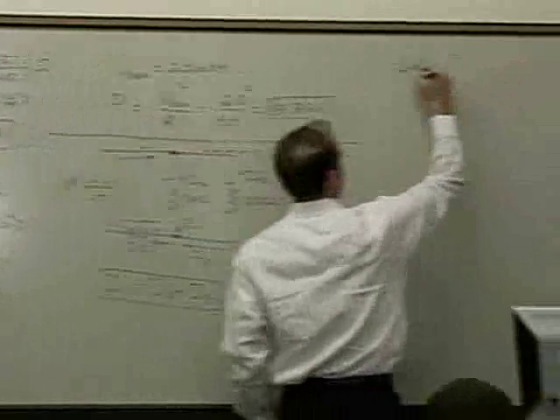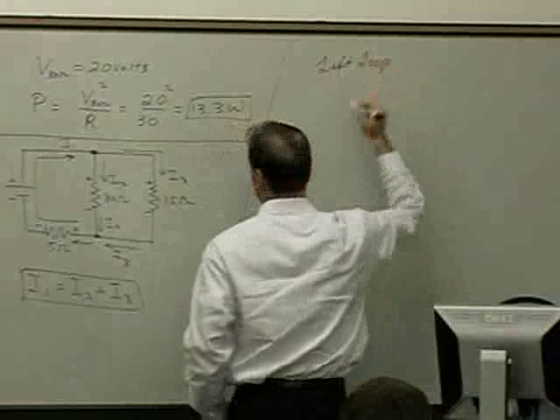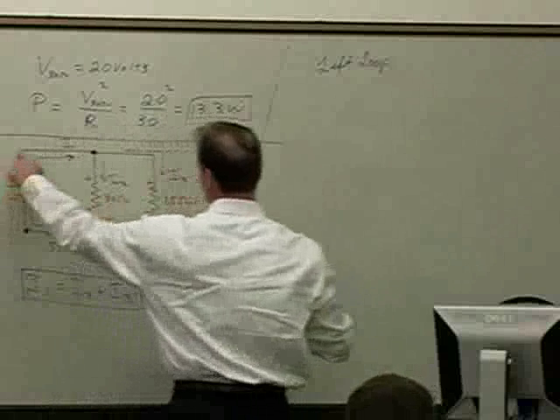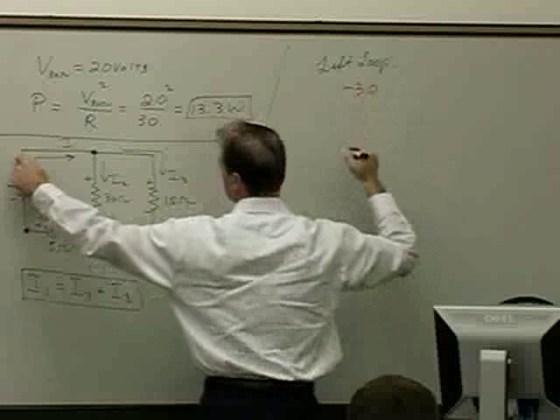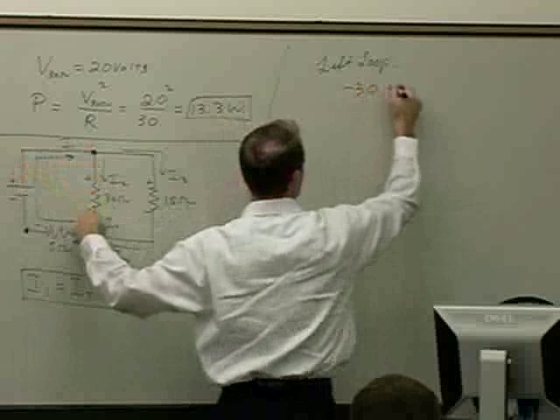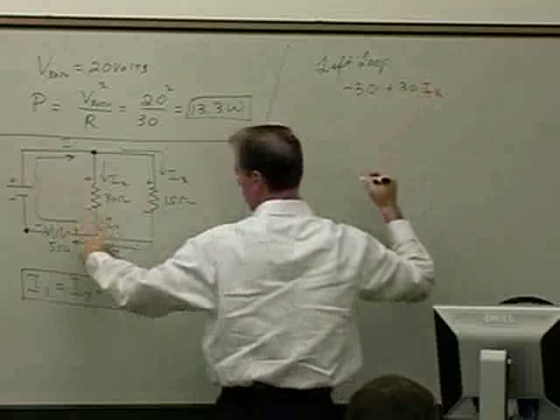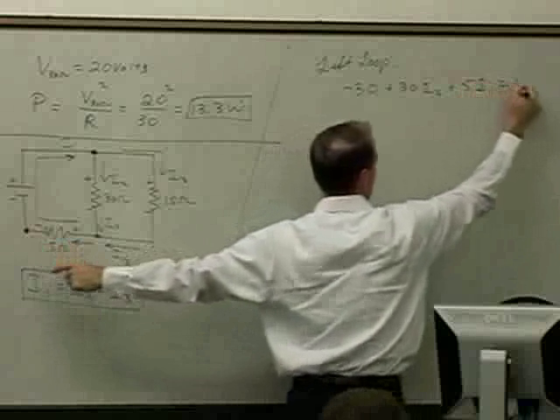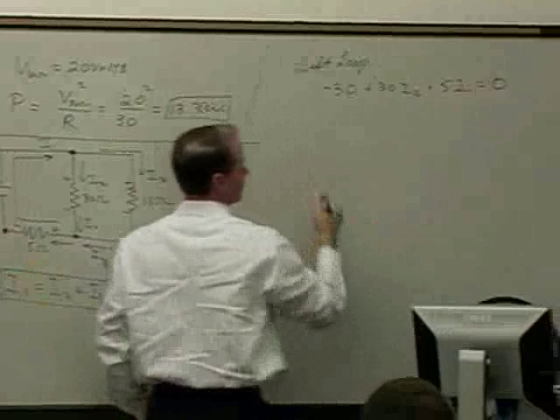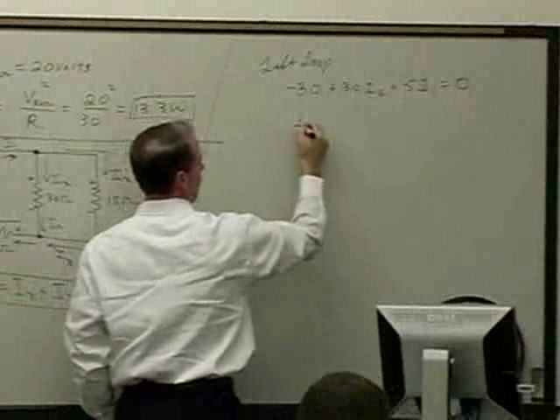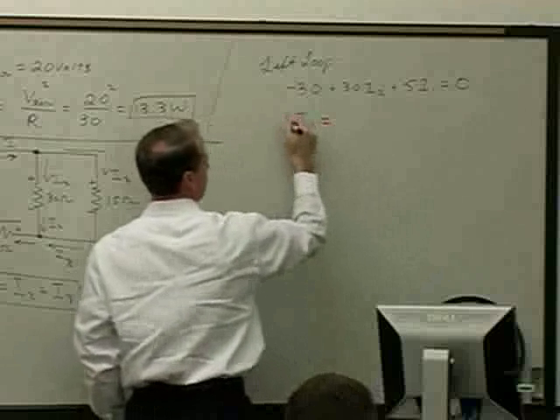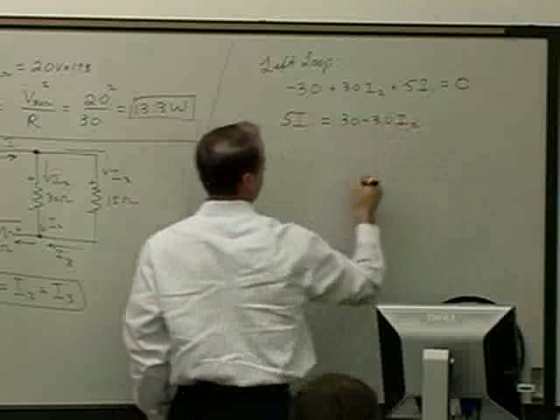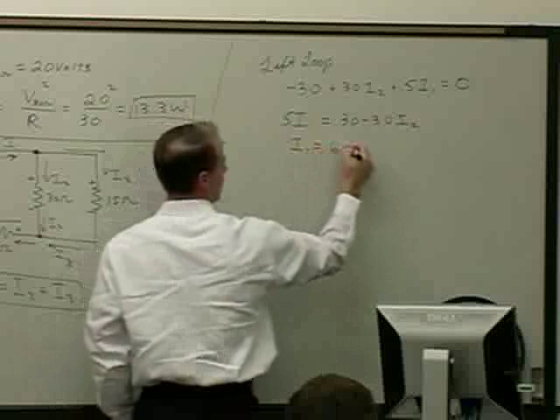So if I do the left loop, I'm going to start here. I'll have a negative 30 plus 30 I2 plus 5 I1 equals 0. So we want I1 in terms of I2, so 5 I1 is equal to 30 minus 30 I2. Or I1 is equal to 6 minus 6 I2.